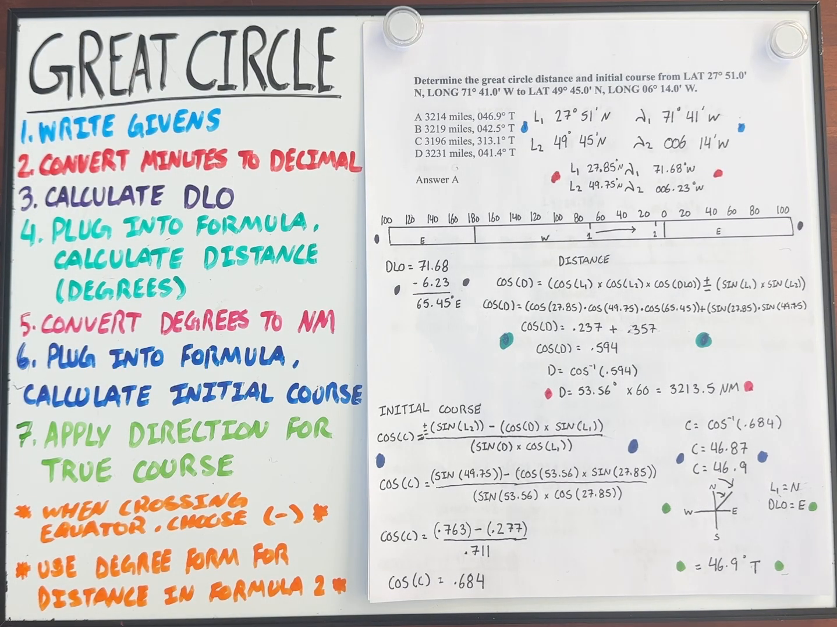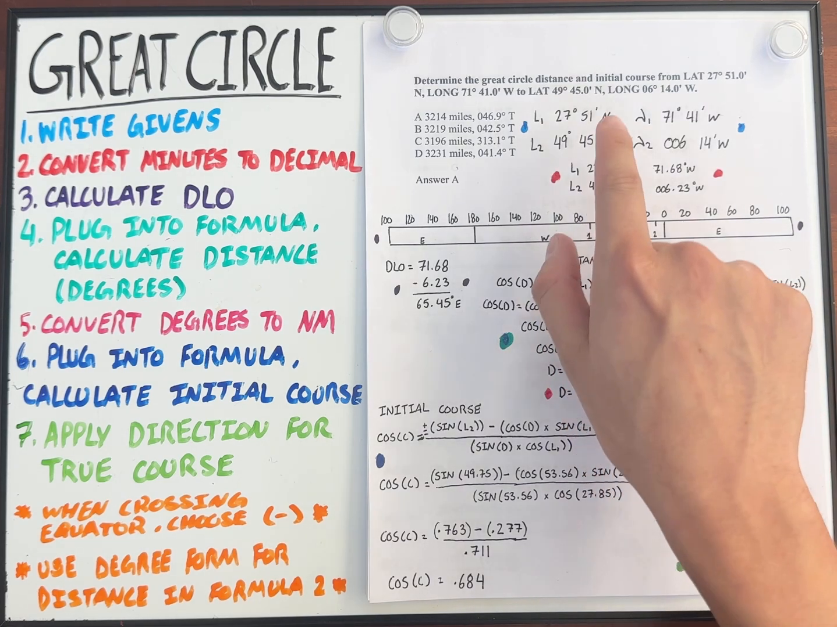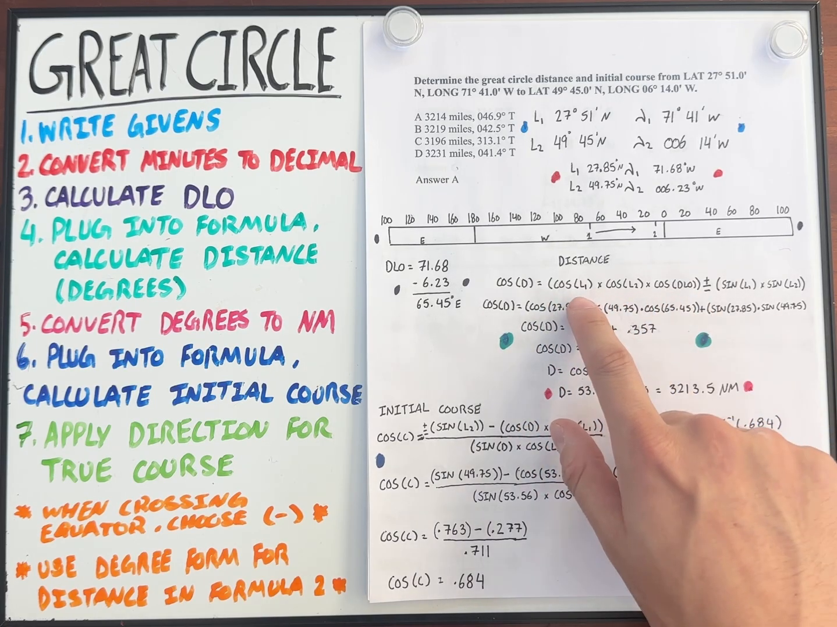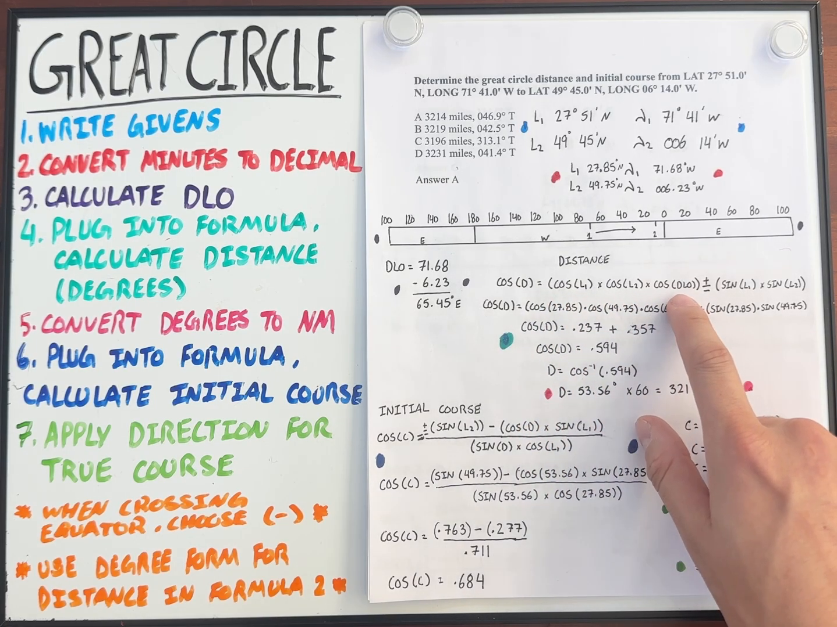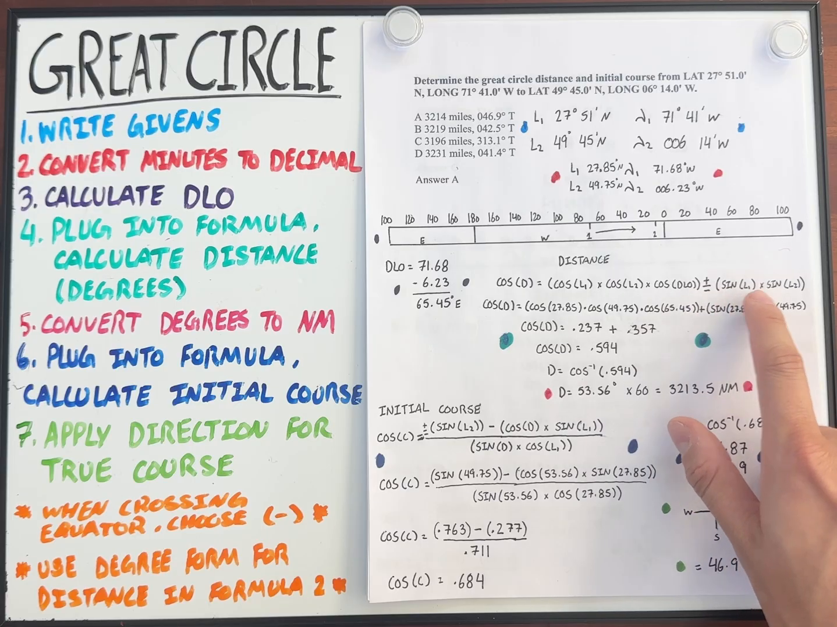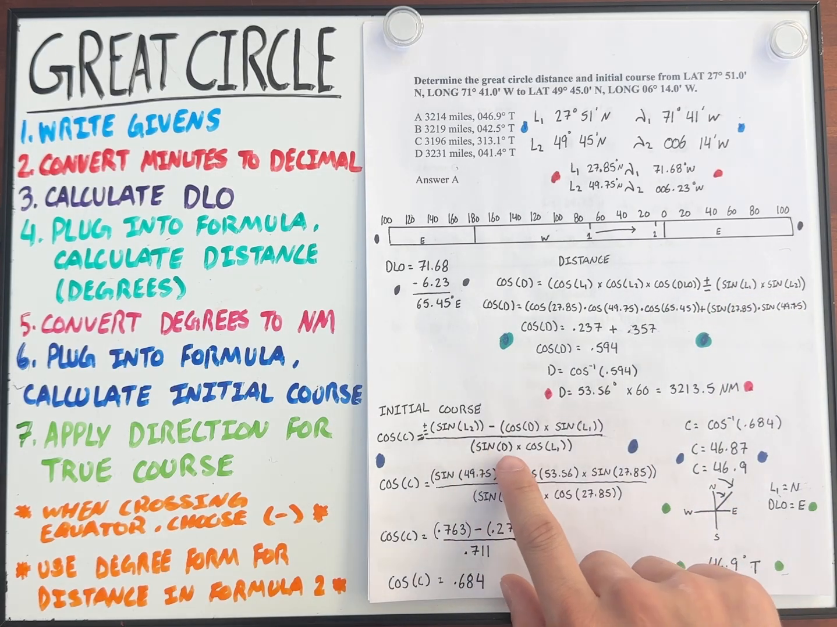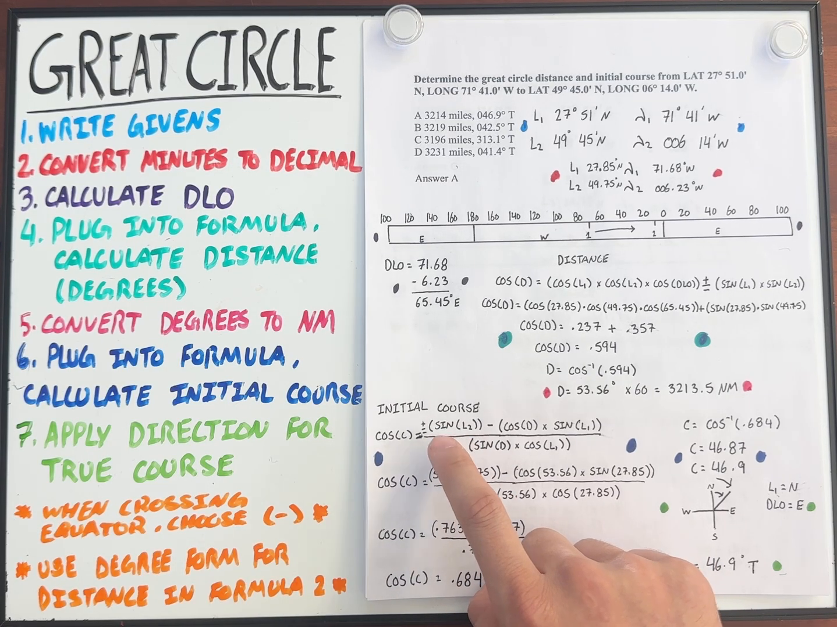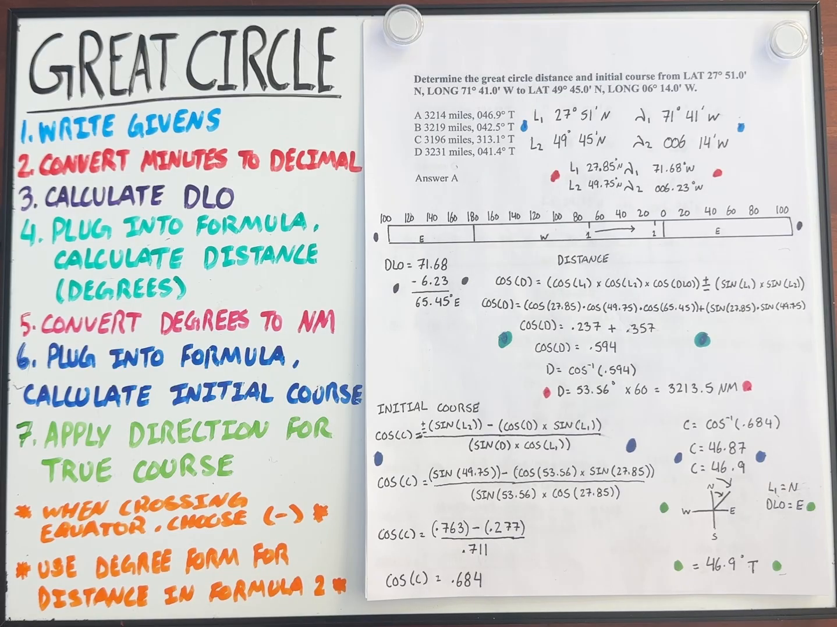A couple things to note, and I already went over the first part, is when you're crossing the equator, both of these plus or minus options change to a minus sign. So in this case, if we were to start in the north and end in the south, this formula would be cosine lat 1, cosine lat 2, cosine D low, minus sine lat 1, sine lat 2. Same thing with this formula down here. Our first sine of lat 2 would be negative if we are crossing the equator. In this case, we're not, so we're good there.